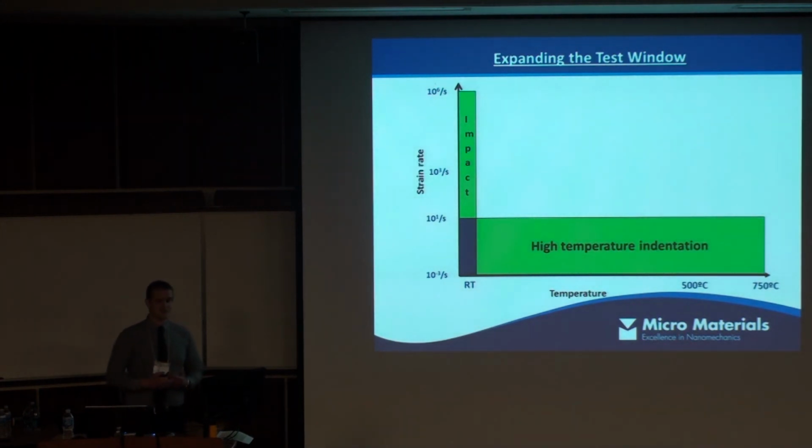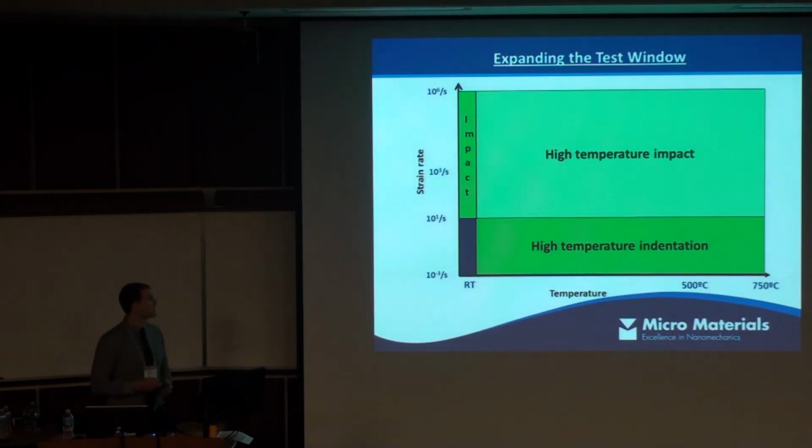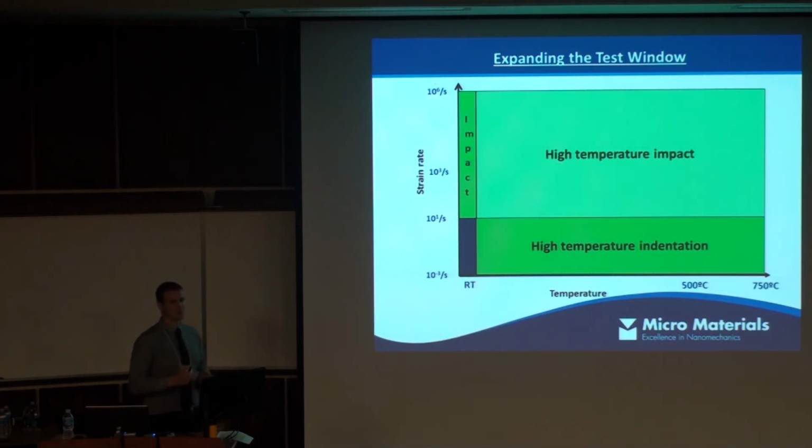We can extend the indentation testing to look at the high temperature indentation values for those samples. Again, not all materials in their real world applications work at room temperature, so it's important to know how those materials are going to behave as you increase the temperature. And then by combining these two techniques, we can do high temperature impact. So this has been designed specifically to look at the real world application for these kind of materials.